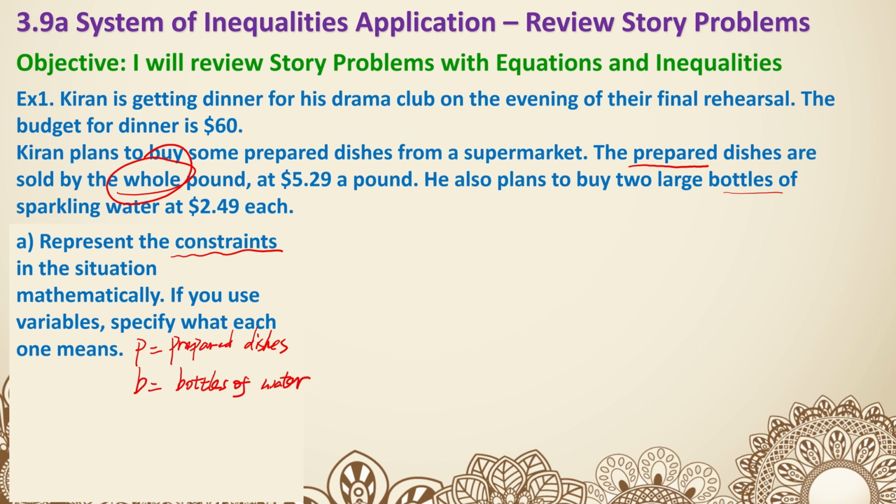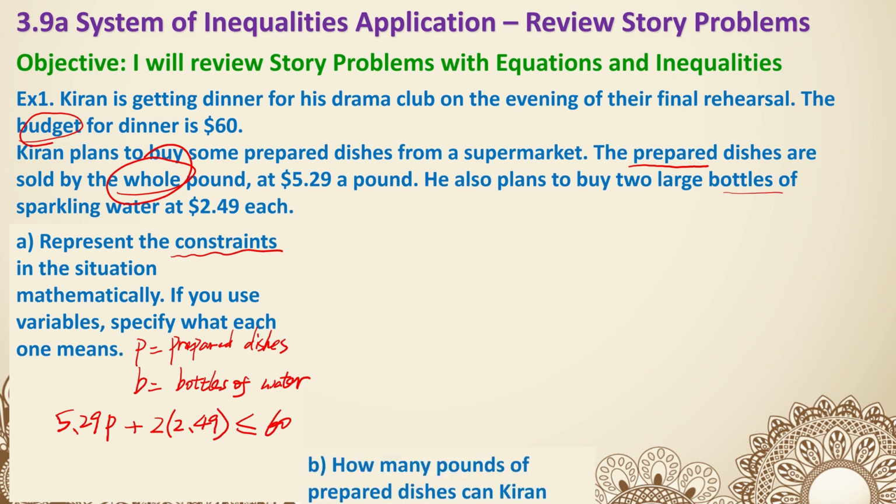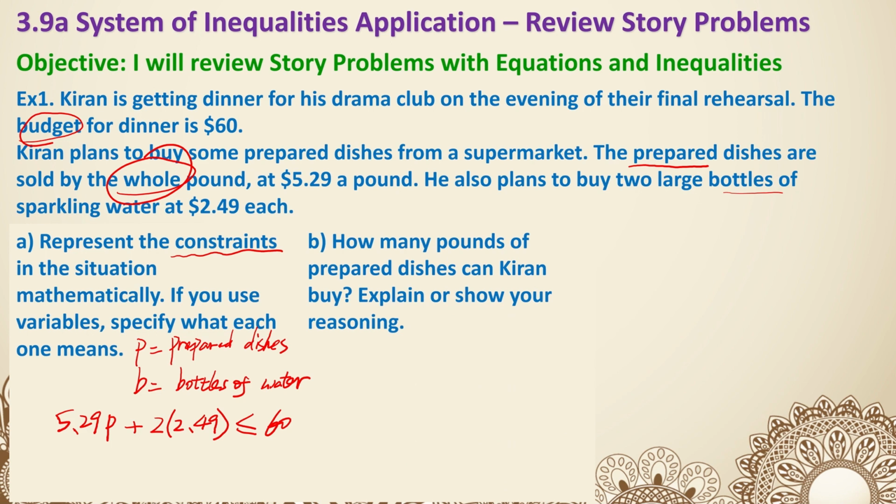Now in order to calculate it, prepared dishes are $5.29, so it's 5.29p, because p is the pounds of dishes. And then 2 large bottles of water, so it's going to be 2 times 2.49. Then the whole thing is under a budget, so it's going to be less than or equal to 60. Question A only asks us to represent. Then question B, how many pounds of prepared dishes can Kieran buy?